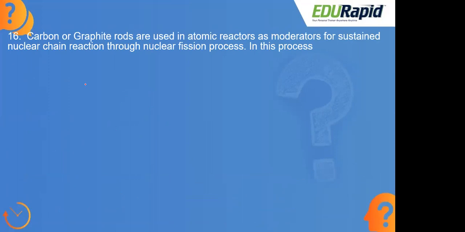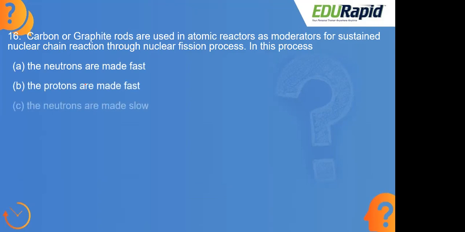Carbon and graphite rods are used in atomic reactors as moderators for a sustained nuclear chain reaction through the nuclear fission process. In this process, the neutrons are made fast, the protons are made fast, the neutrons are made slow, or the protons are made slow.